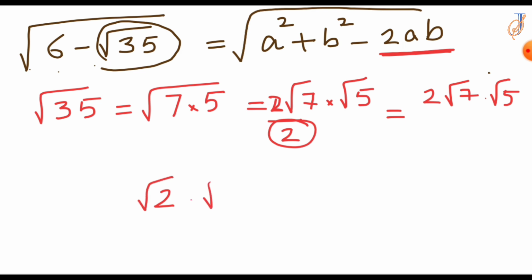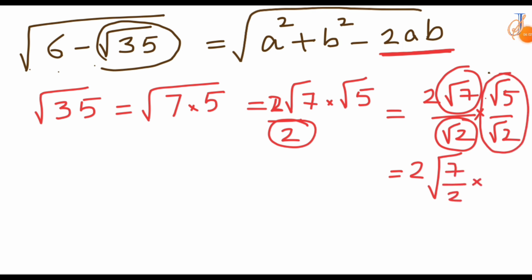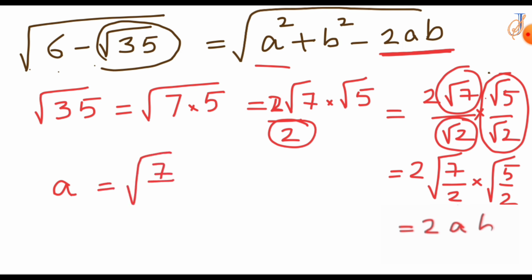Square root of 2 times square root of 2 gives 2 only. So instead of the denominator 2, I'm going to write square root of 2 times square root of 2. This term we can write as 2 times, here square root of 7 and here square root of 2. So we can write in one place, that is square root of 7 over 2. Similarly, this we can write in one place, that is square root of 5 over 2. So now it is in the form of 2ab. After converting root 35 in terms of this, 2 times square root of 7 over 2 times square root of 5 over 2, we found that a value is square root of 7 over 2 and b value is square root of 5 over 2, isn't it?